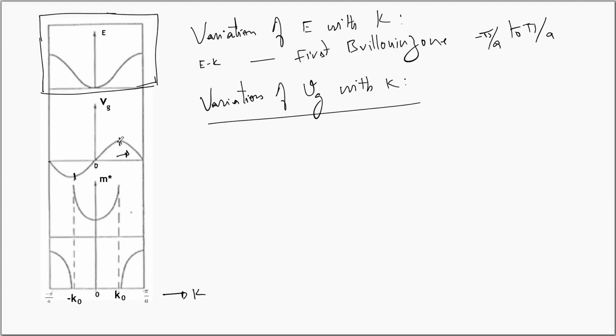The points where the group velocity starts decreasing is called as the points of inflection. For k is equal to k0 corresponds to point of inflection.